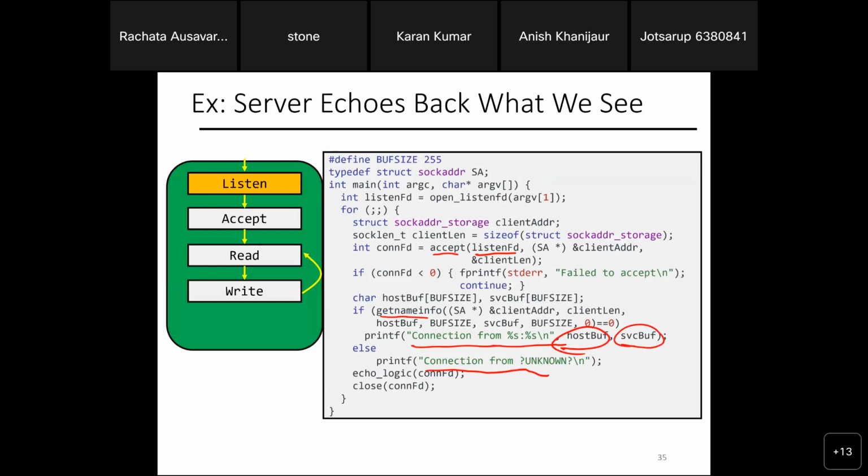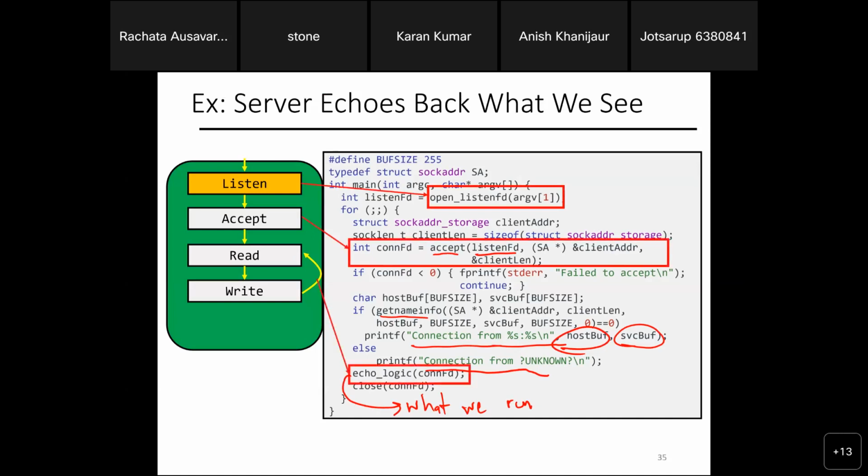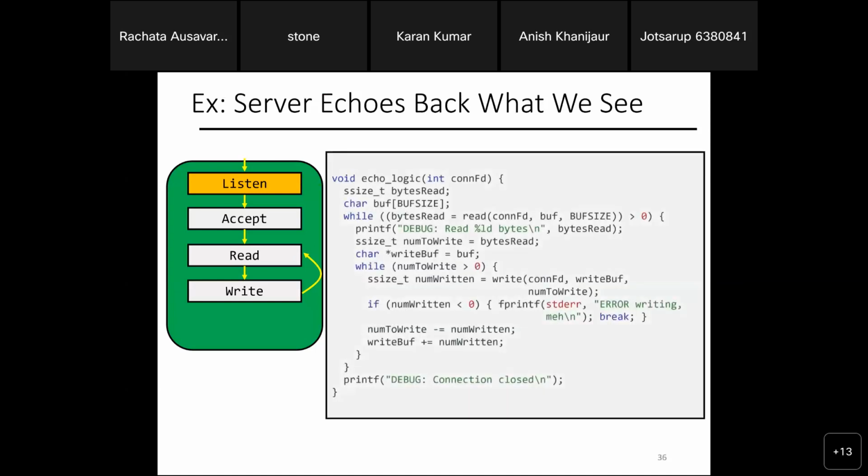Once that's done, this is what we run. There'll be a function called echo logic, which basically takes the connection and listens to something, echoes back, listens to something, echoes back. This main code right now is just to set up, saying we have the connection from this host through this port. Now we can read from the echo logic. So the code for echo logic is here.